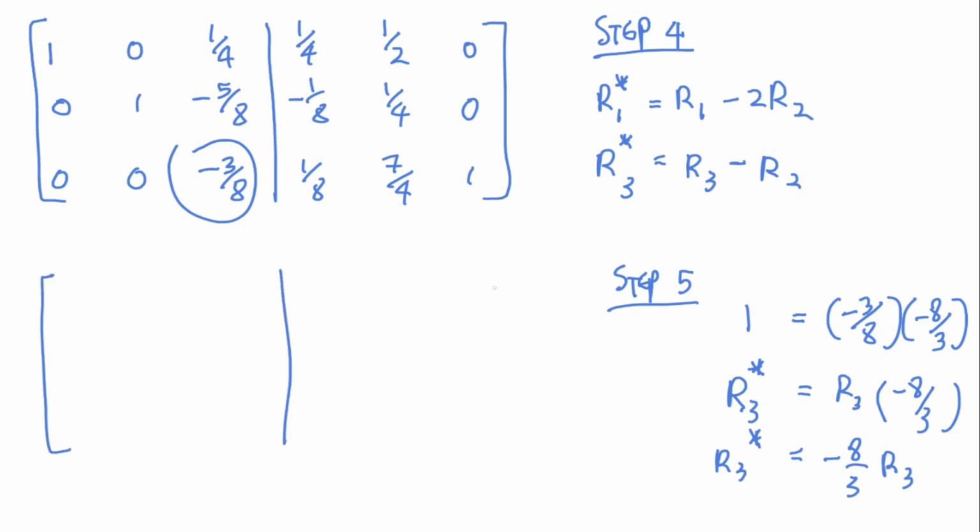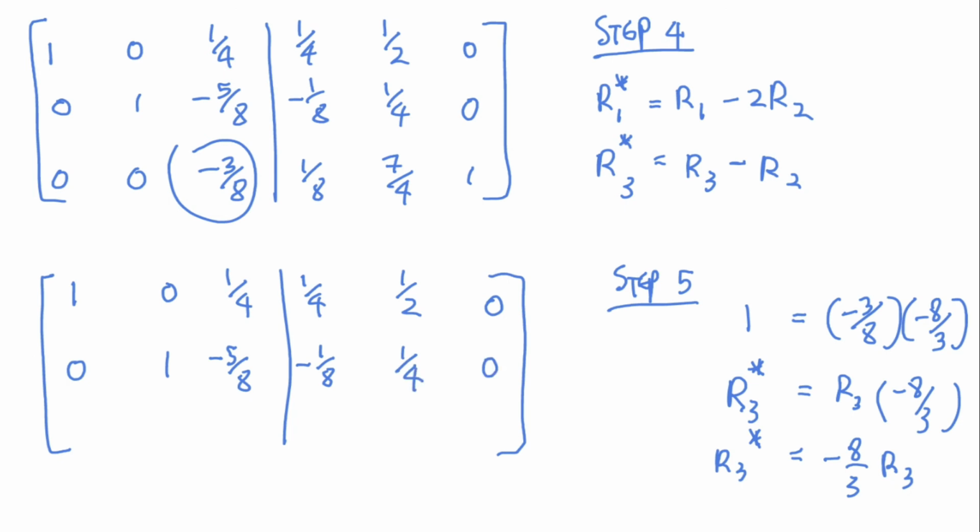So first, we just copy back everything in row 1 and row 2: 1, 0, 1 over 4, 1 over 4, 1 over 2, 0, and 0, 1, negative 5 over 8, negative 1 over 8, 1 over 4, and 0. Here will be 0, 0, 1, negative 1 over 3, negative 14 over 3, and negative 8 over 3.